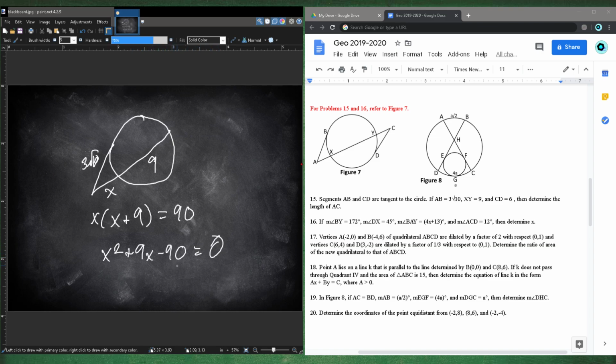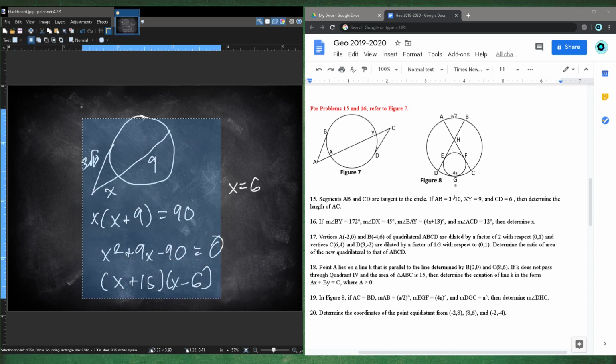So what pair can this work with? Well, it can't be 1 and 90, right? It can't be 2 and 45, 3 and 30. Nope. Can't be 5 and 18. 6 and 15. Okay, that works. So x plus 15 and x minus 6, right? So that makes negative 90. And the minus 6 is smaller than the 15, so then it makes positive 9. So x has to equal 6 because x can't equal negative 15. Okay, so we got that part. So that part is 6.